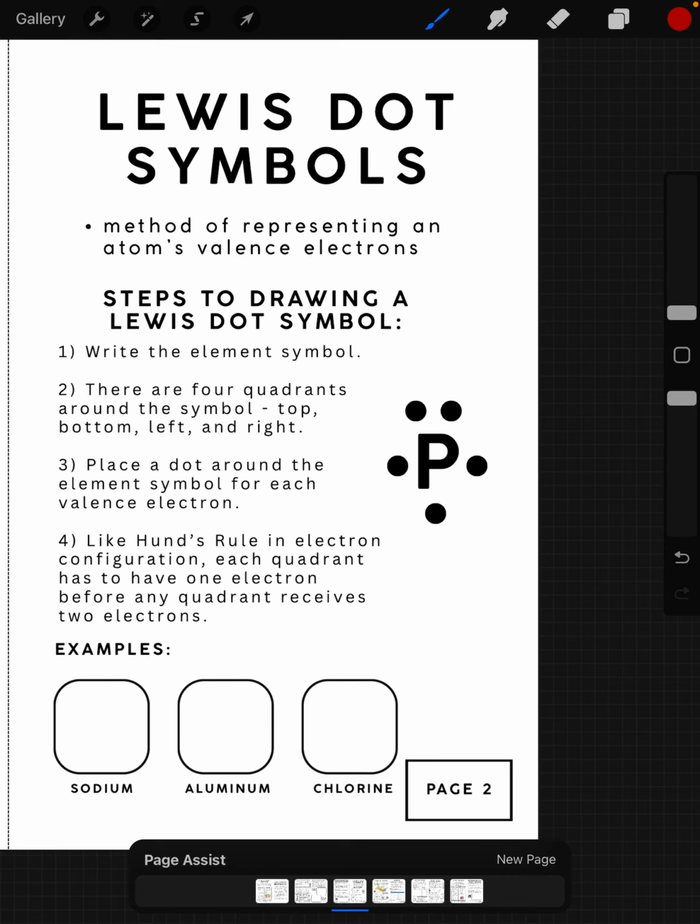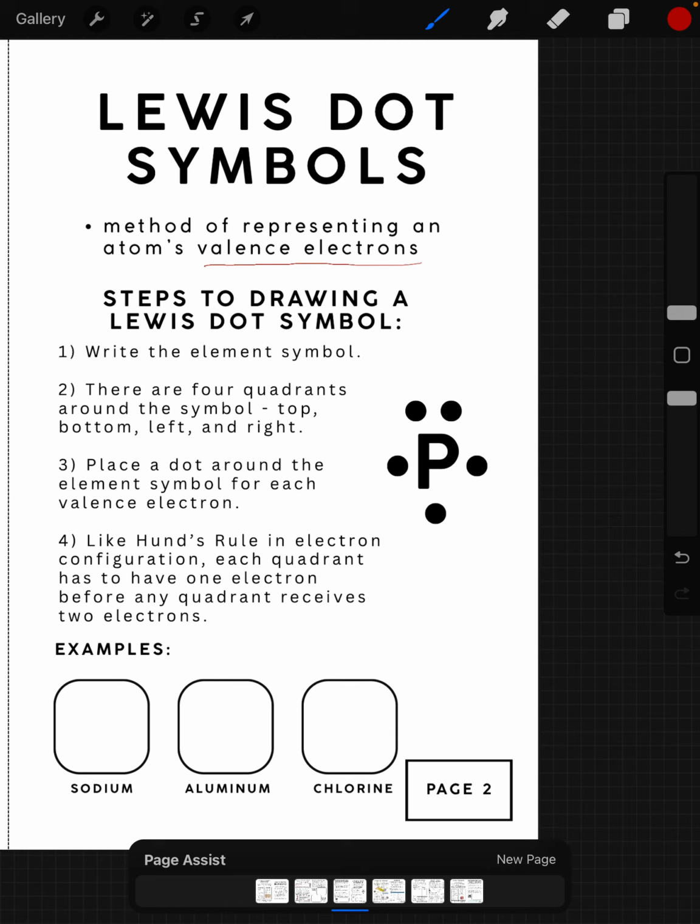This video is about page 2 of the bonding notes packet. So basically what we're going to talk about today is Lewis dot symbols. This is a method of representing an atom's valence electrons. This is very important when we're drawing representations of different types of bonds, because when we're talking about bonds, we're talking about those valence electrons, the ones that are involved in bonding.